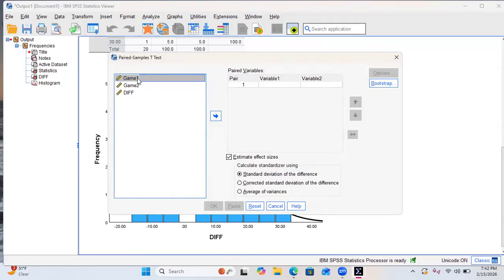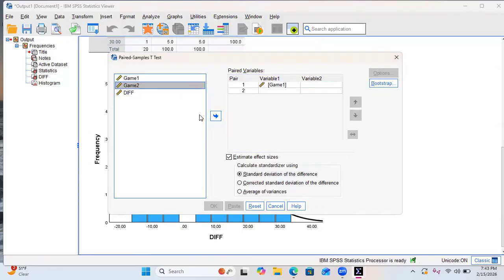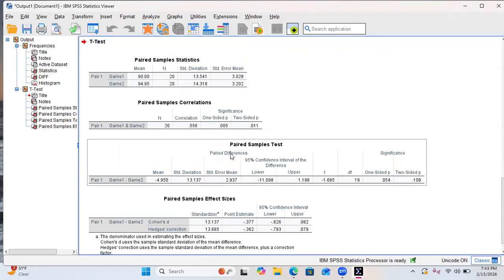Now, we're doing the t-test between game one and game two. So we're going to move both of those variables over. We do want the effect sizes in our statistics. So we're going to hit OK. And here we have all of our statistical data.